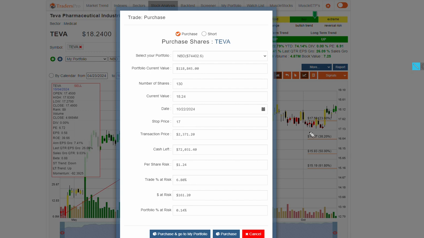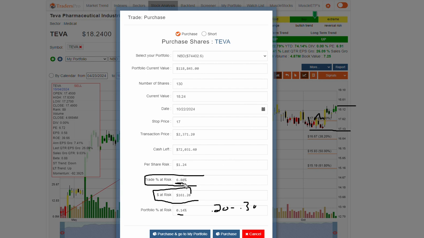In this case, if we had a stop loss at 17 and we bought this stock right now at this price, our risk for the number of shares that we purchased, 130 shares, puts us at $161 or 0.14 of 1%. I've mentioned this before. Typically 0.2 to 0.3 is an average range to look for. This is a little bit lower, but this is a pretty tight consolidative range.